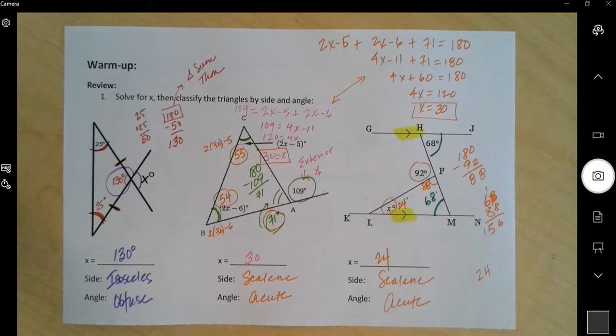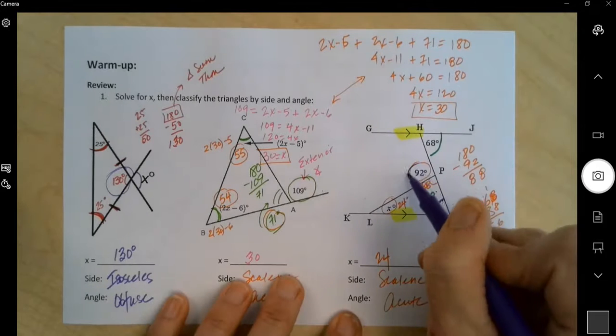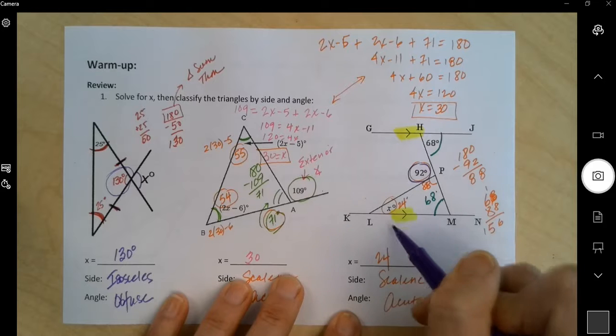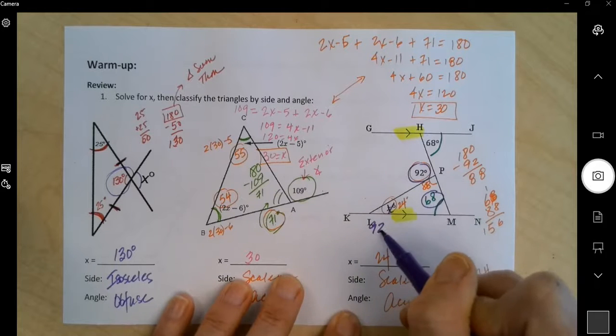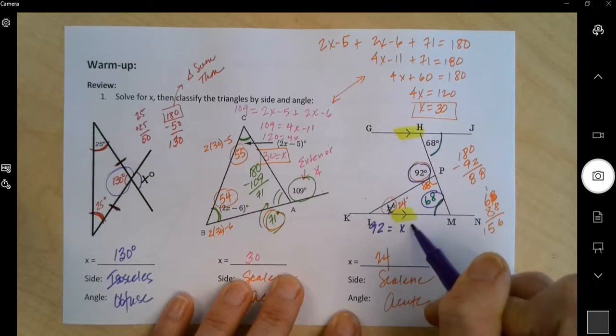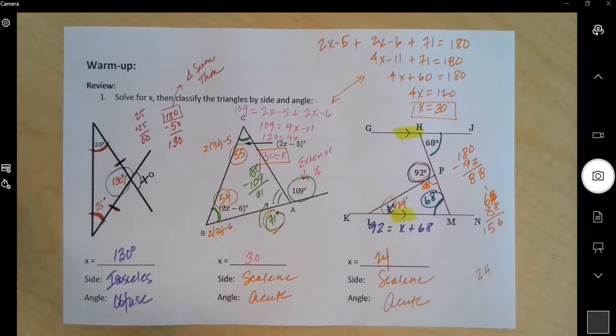Yeah, so you could have totally done 92 is equal to x plus 68, absolutely. And that might have been faster, wouldn't it have? Yeah. And it's funny because I'm sitting here doing it going, I don't remember doing that math when I did it last time, because last time we used the exterior angle theorem, absolutely.